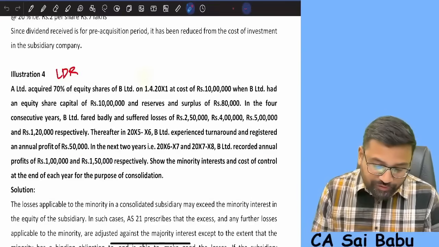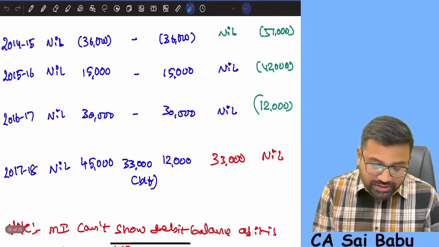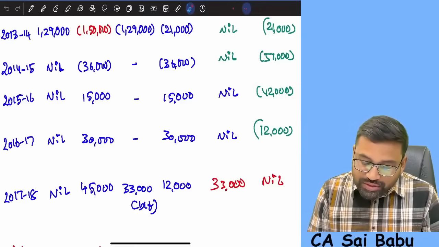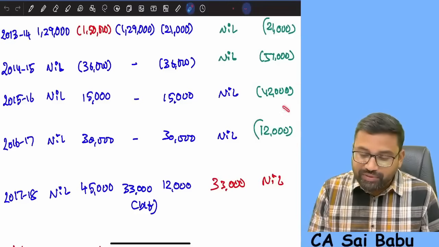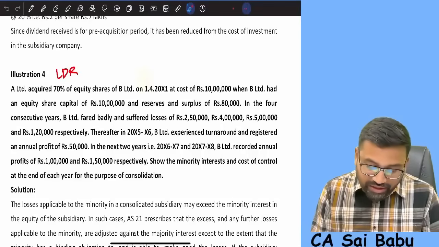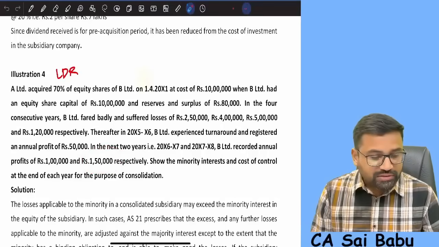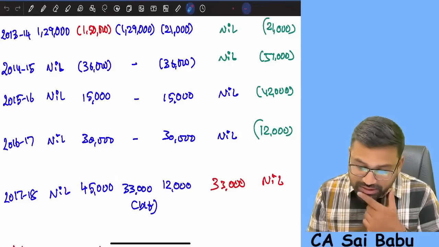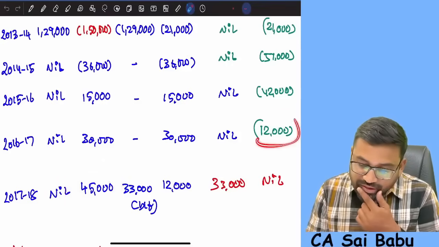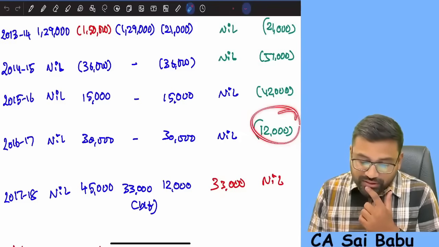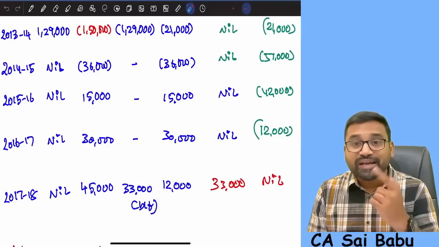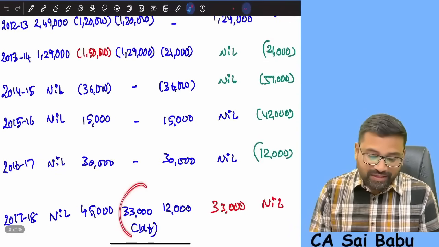Again next year there is a profit 1 lakh. In this 30%, 30,000. Again adjusted to 42,000. Now the adjusted reserves of the parent company will become 12. And finally in the year 17-18, 1,50,000 profit in the subsidiary. In this 30% share, 45,000. Now this, see this. From this 45, the adjusted balance 12,000 and remaining 33,000. Again, the minority interest has become a credit balance, 33.